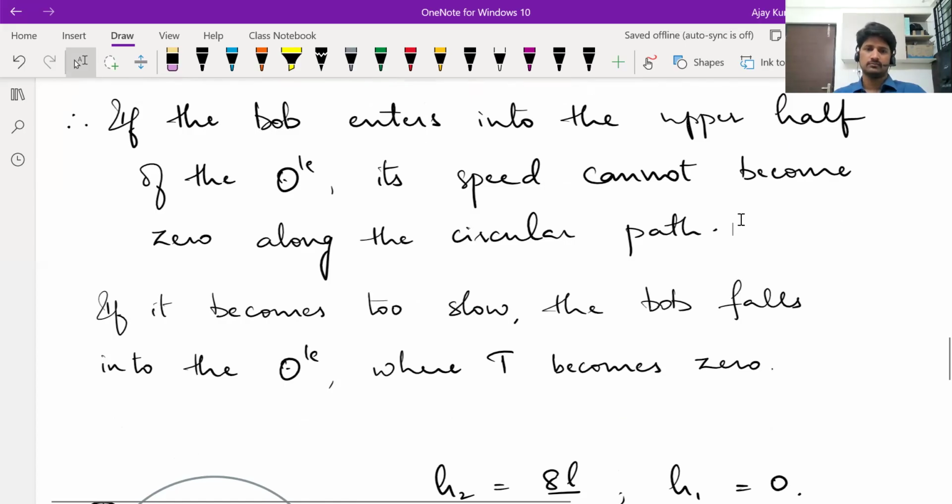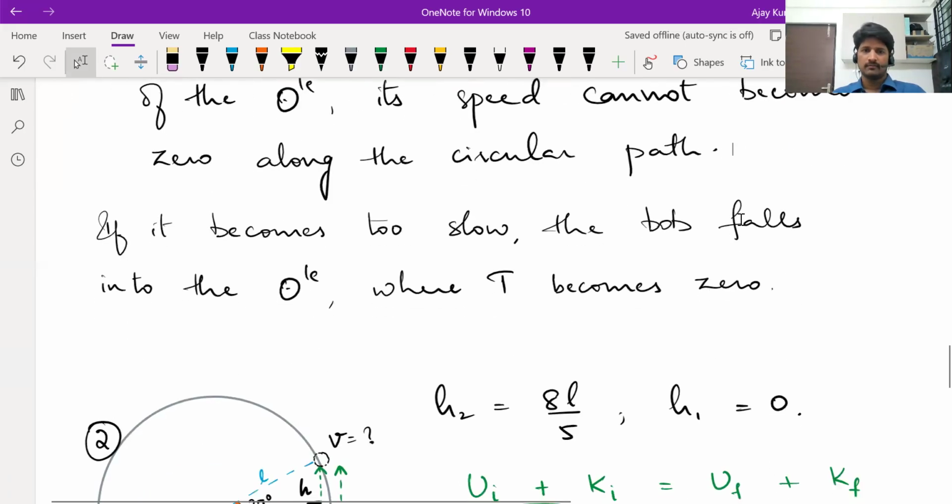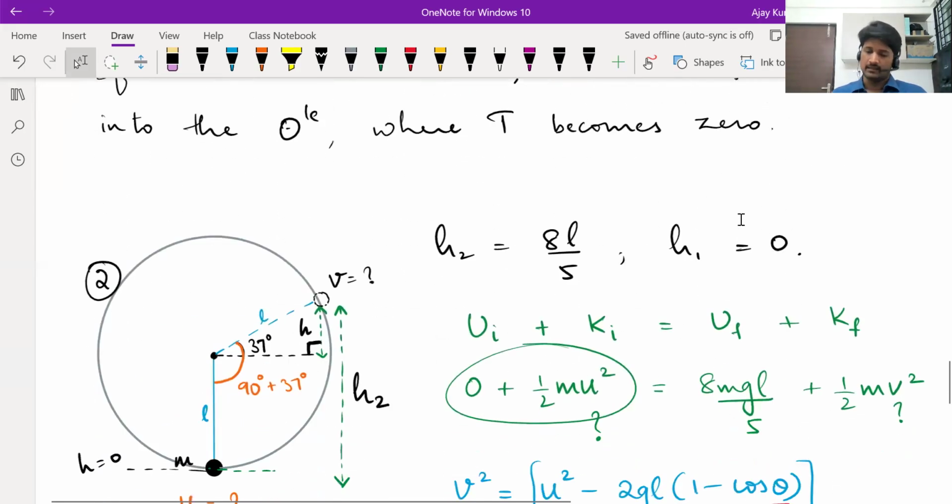Where it falls into the circle and then tension becomes 0. So at this moment, when the bob becomes too slow, it was moving in this direction. But it didn't have sufficient velocity to keep up with the circular path. So because of that velocity, it follows projectile motion like this.